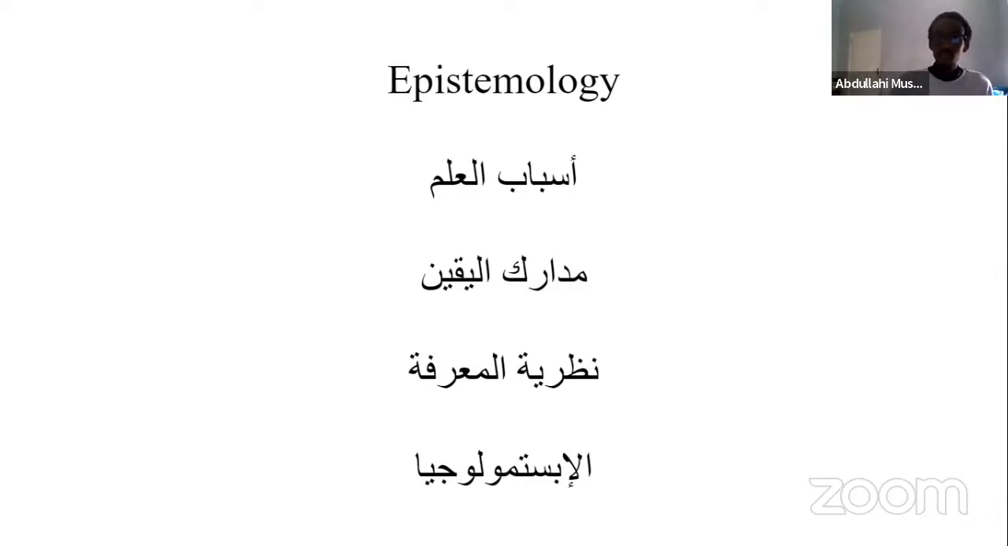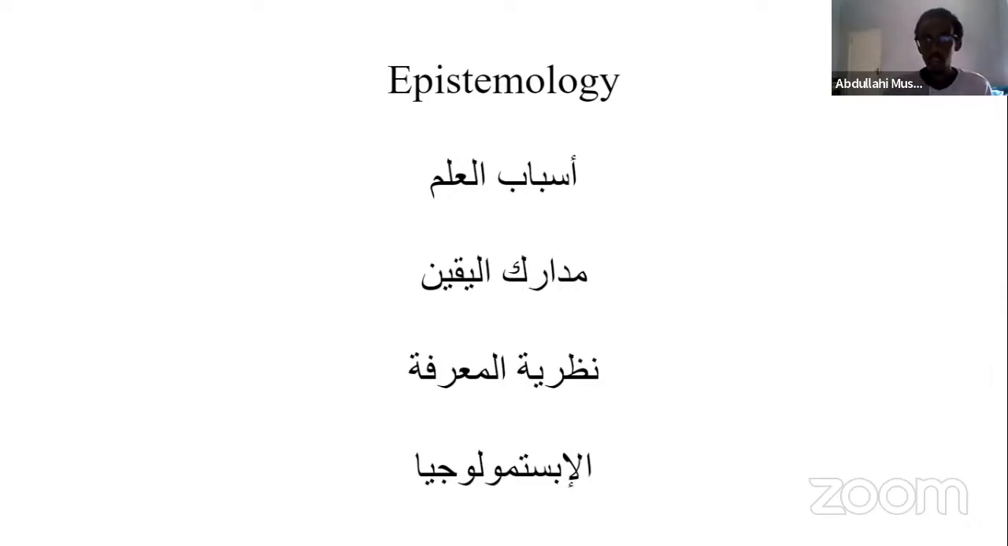Some of the Arabic terms that are used for epistemology are asbabul ilm. Imam al-Nasafi, in his seminal work in Aqidah titled Al-Aqaid al-Nasafiyya, early on in that text, he uses the word asbabul ilm. Another phrase is madarikul yaqeen. Madarikul yaqeen was used by Hujjatul Islam al-Ghazali. He uses this term madarikul yaqeen. For example, I once came across Imam al-Ghazali using this phrase in Al-Iqtisad fi al-I'tiqad, which is one of his main works in Aqidah.